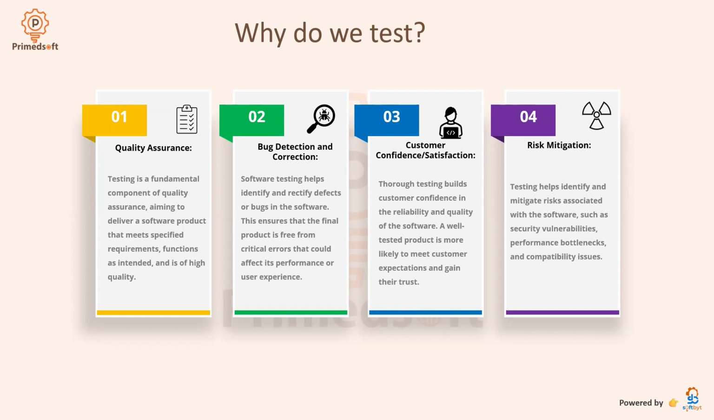The other thing that testing does is provide feedback on the software development process. It allows for continuous improvement by identifying areas for enhancement and optimization in both development and testing processes. So testing is crucial for delivering a reliable, high quality product that meets user expectations, complies with requirements, and operates effectively in various conditions. Now we've gone through why we test.